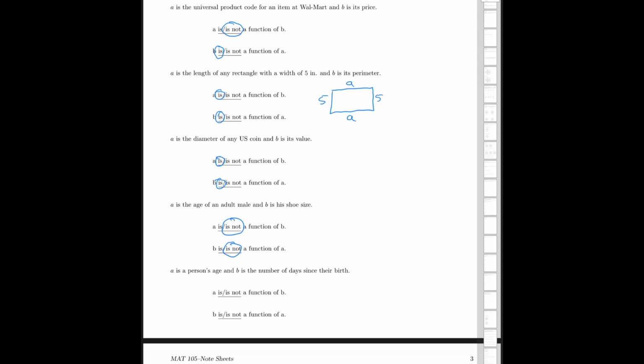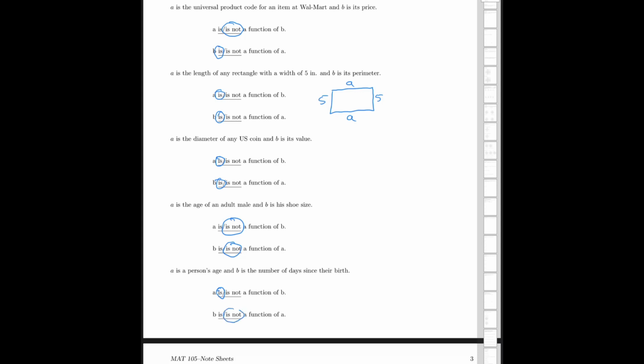I'm going to assume that most of the adult males in this room, like me, their shoe size has not changed recently, even as they aged. And finally, the last example here is A is a person's age and B is the number of days since birth. A is a function of B because if I know how many days it's been since you were born, I can figure out how old you are.